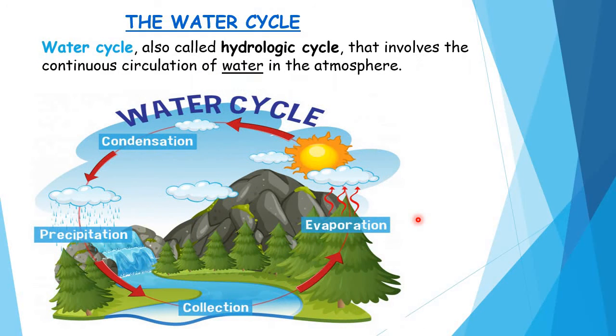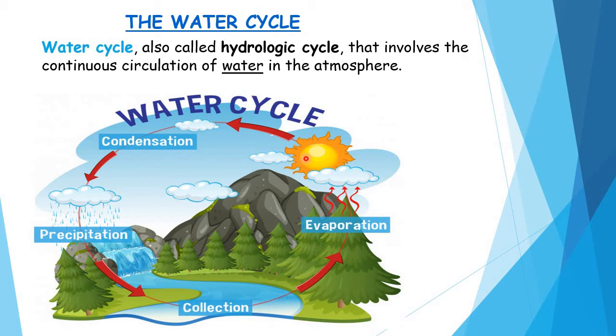Here you can see the whole cyclic process of water. What is the water cycle? Here it is written that the water cycle, also called the hydrologic cycle, involves the continuous circulation of water in the atmosphere. Why are we saying that it is continuous circulation? You can see this in this diagram.